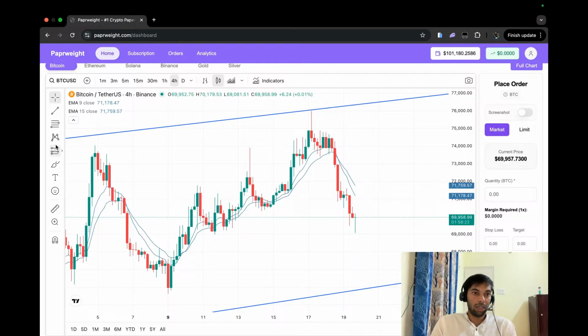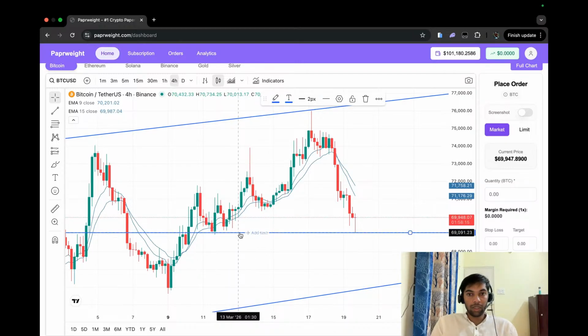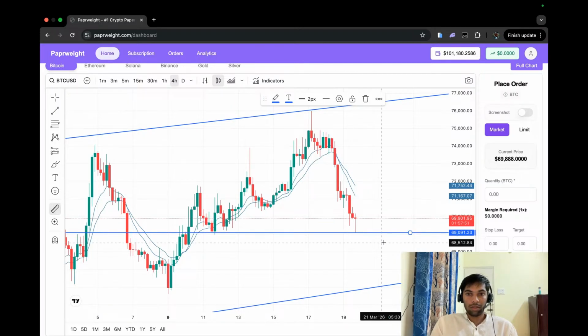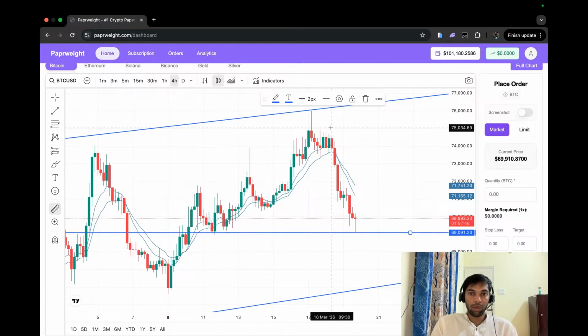Let me draw a little line that will show you. This is the buying zone. The next big buying zone is at this area, but this is the nearby buying zone from where the market is facing support. This is the buying zone from where the market started to move in the downward direction.